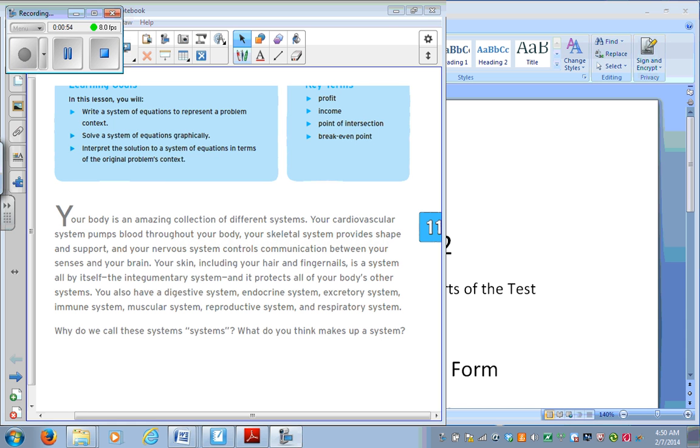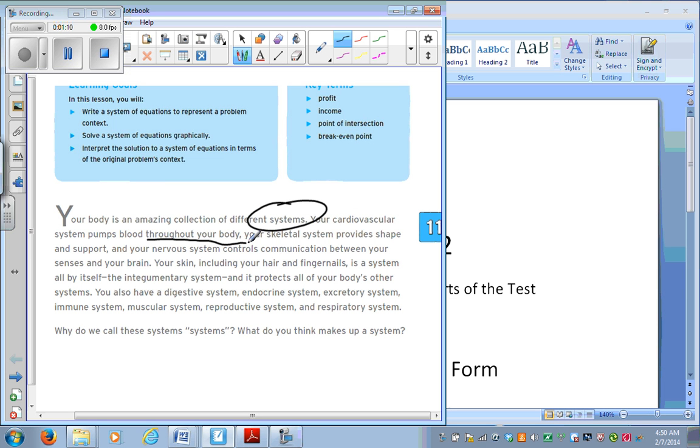So if I'm using my background knowledge to make a little bit of sense of all these things, something that I noticed they all have in common is that to make a system, it's got a lot of things in one. Your cardiovascular system pumps blood throughout your entire body. Your skeletal system goes throughout your entire body. Your skin has all kinds of pieces, including your hair and your fingernails. So if I were going to use my background knowledge, I would think that a system probably has something to do with more than one, maybe, or something to do with the fact that there's a lot going on.